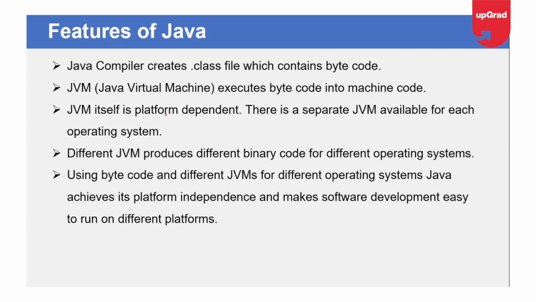So, as we talked, the Java compiler creates a class file which contains the bytecode. JVM executes the bytecode into machine code. Now, a point to notice is that JVM provides platform independence, but JVM is not platform independent. We have different JVMs for different operating systems. Hence, JVM is platform dependent, but it provides us platform independence. So we can say that using bytecode and different JVMs for different operating systems, Java achieves its platform independence and makes software development easy to run on different platforms.